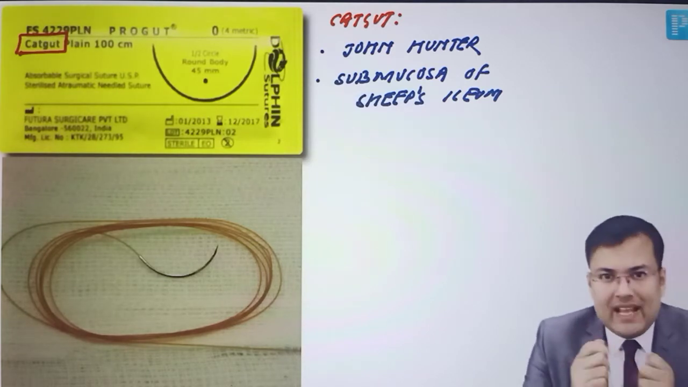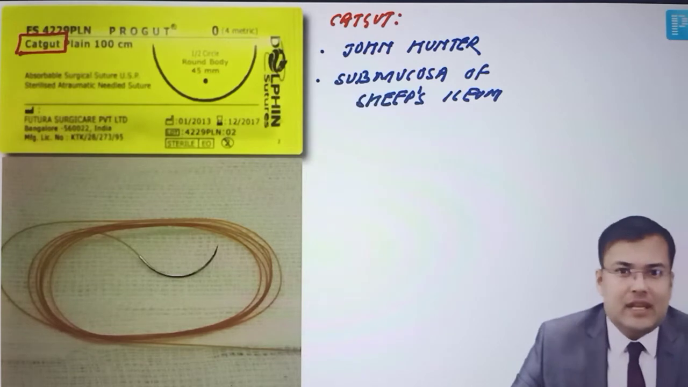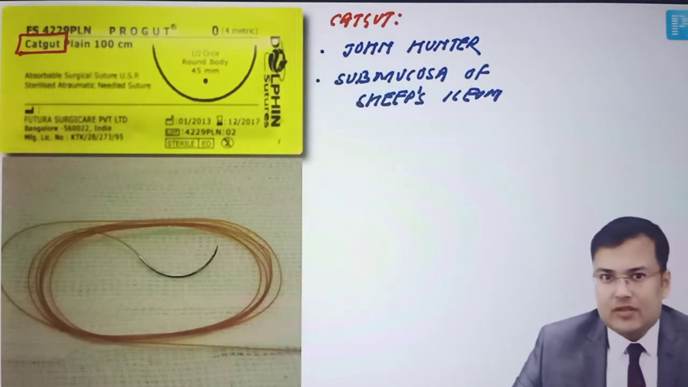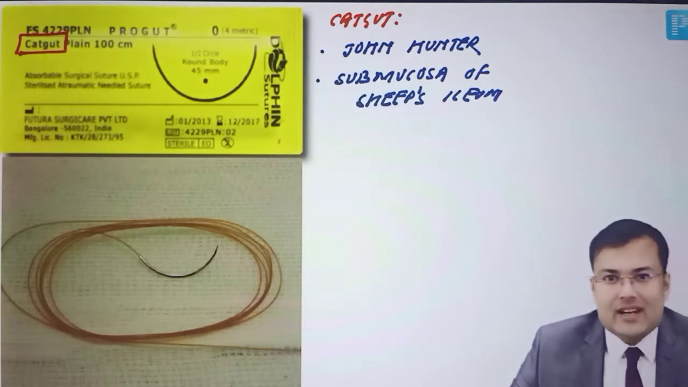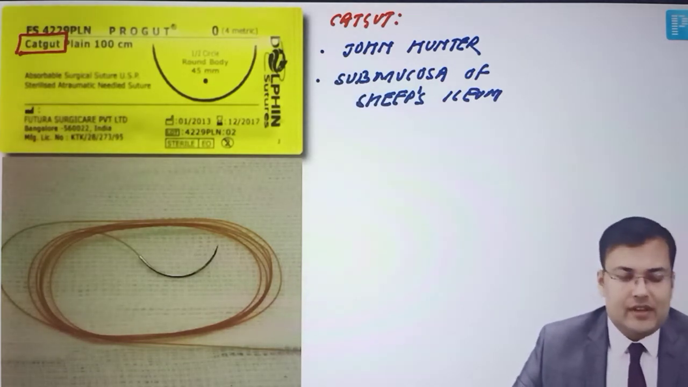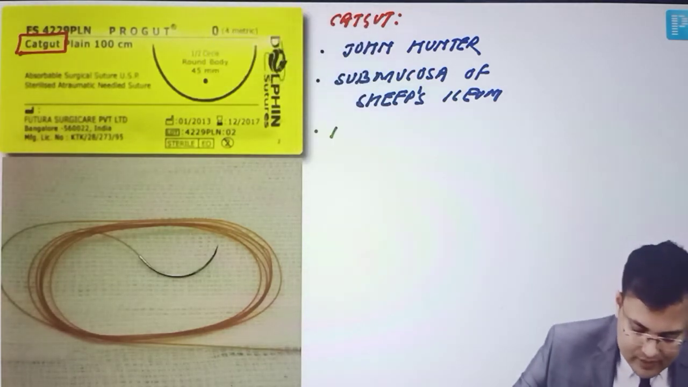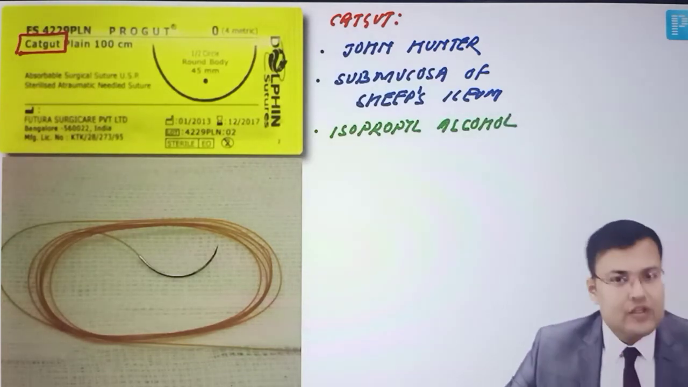And if you have opened catgut in the OT, you have noticed that there is a fluid or liquid in which this catgut is immersed. It is a preservative solution, having a good smell. So why is there a preservative solution? Because it is a natural absorbable suture. If no preservative were there, it would be degraded by bacteria. So the question: what is that preservative solution used? It is isopropyl alcohol. Clear? This is a frequently asked question.